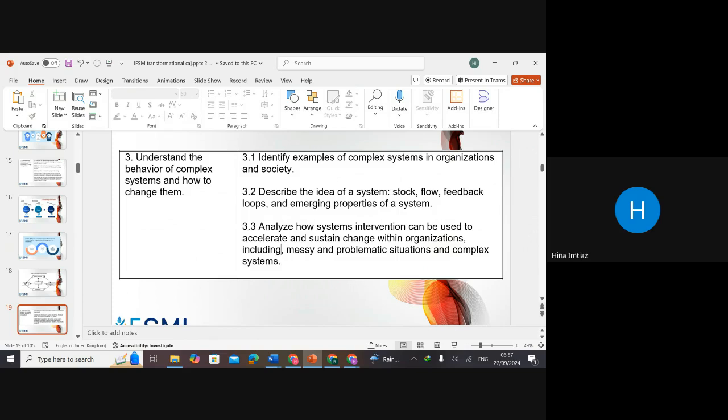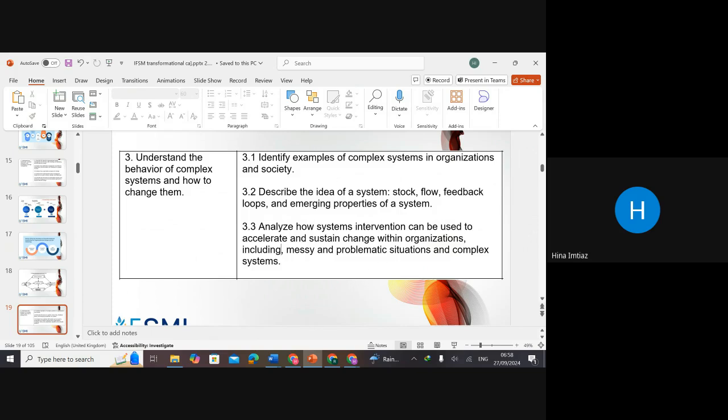In the next question, you have to analyze how system interventions can be used to accelerate and sustain change within an organization, including messy and problematic situations and complex systems. For that, you have to analyze how different types of system interventions can speed up sustainable change within an organization. In this question, you have to tell how, within an organization, a system intervenes and speeds up the sustainable or transformational change through which generations will benefit.